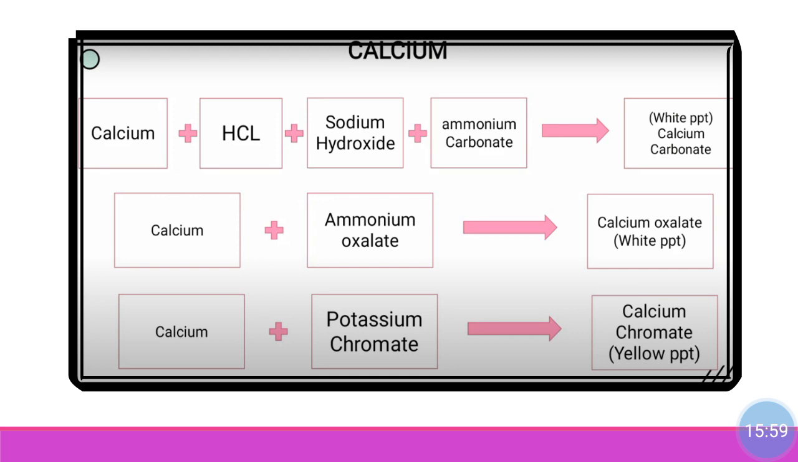Calcium reacted with HCl, sodium hydroxide and ammonium carbonate gives a white precipitate of calcium carbonate. When calcium is reacted with ammonium oxalate, a white precipitate of calcium oxalate is formed. And when it is reacted with potassium chromate, a yellow precipitate of calcium chromate is formed in this test.